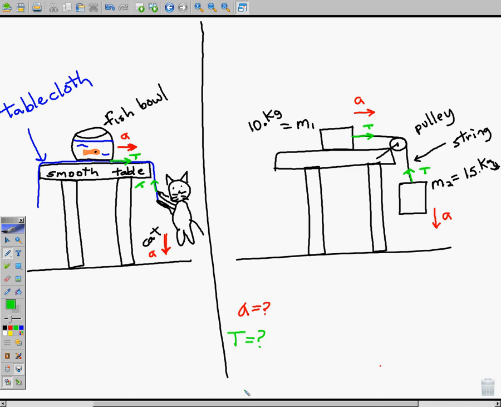So this is a two-mass problem where the two masses are connected by a string. We want to know the acceleration of each of the masses, which is going to be the same value because they're connected by a string. And the tension in the string.